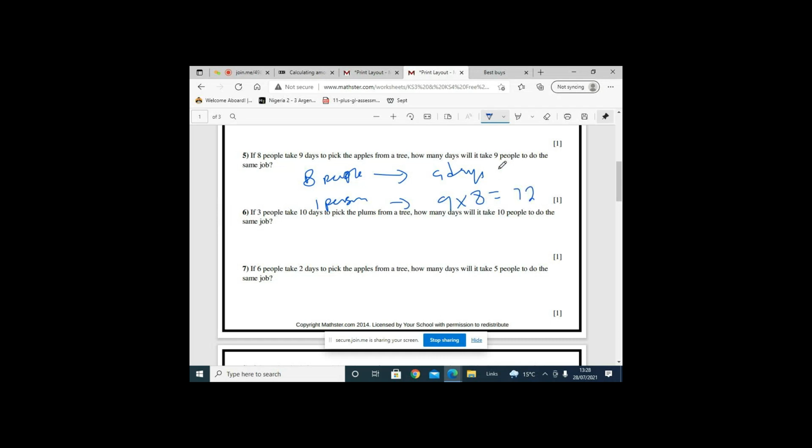So how long will it now take 9 people to do it? Just divide 72 divided by 9. That's going to be equal to what? 8.